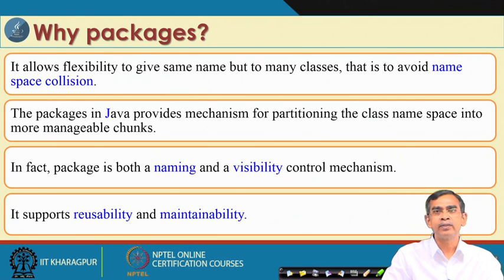Here, as we already told you, a package is a mechanism for partitioning the class namespace into manageable chunks, because all related things are to be placed together: all graphics related programs, all classes, should be placed together. So, it is a better practice, and it also helps as a naming and visibility control mechanism. Visibility control means accessibility. If we use a package, some accessibility can be automatically imposed.